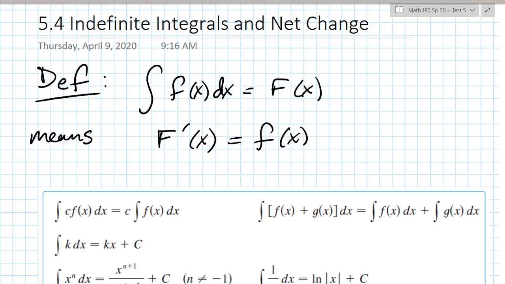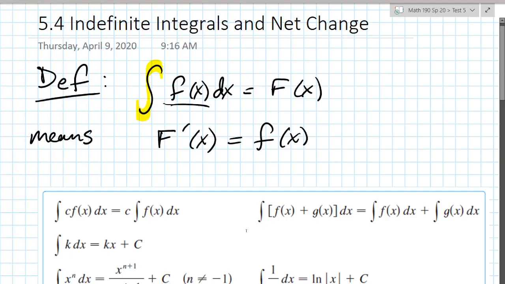Section 5.4 is all about indefinite integrals and net change. So we make the definition that the indefinite integral of f of x is capital F of x. So what we're saying is the derivative of big F of x is little f of x. So basically all we're saying here when we write this integral without limits of integration, there's no a and b here, is that we're trying to find the antiderivative of the function small f of x.